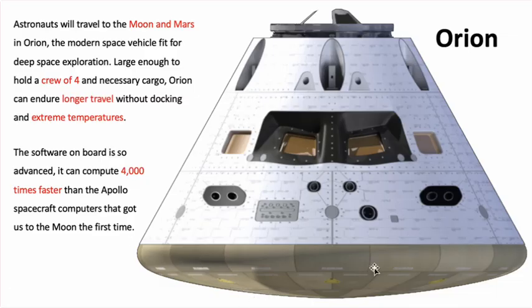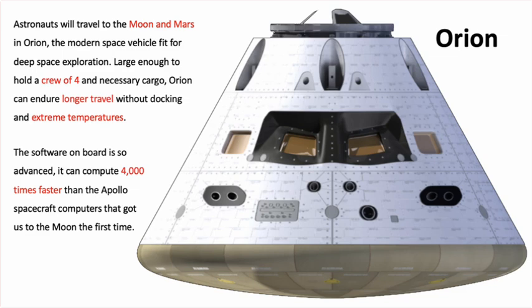This is the Orion spacecraft here. The astronauts will travel to the moon and Mars in Orion. The modern spacecraft fit for deep space exploration. It's large enough to hold a crew of 4, sitting there very tightly, and the necessary cargo. Orion can endure longer travel without docking and extreme temperatures.